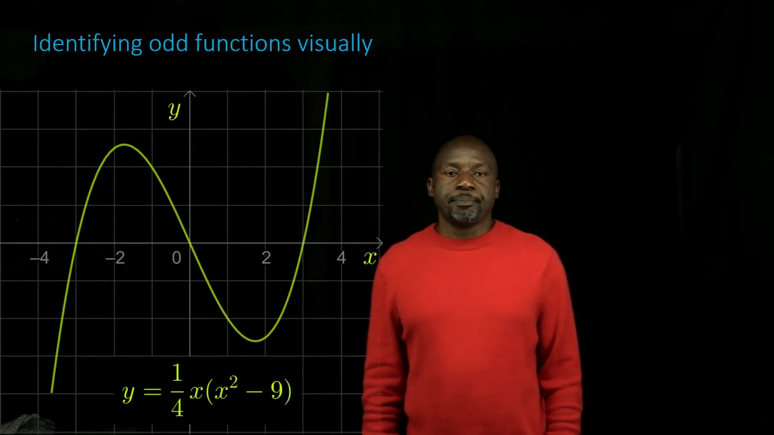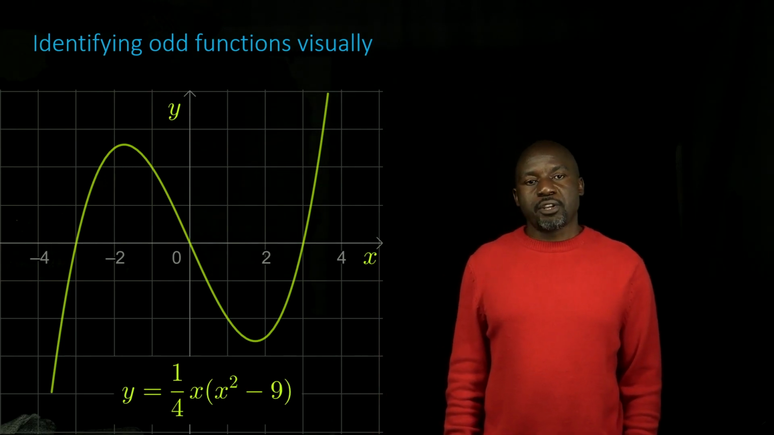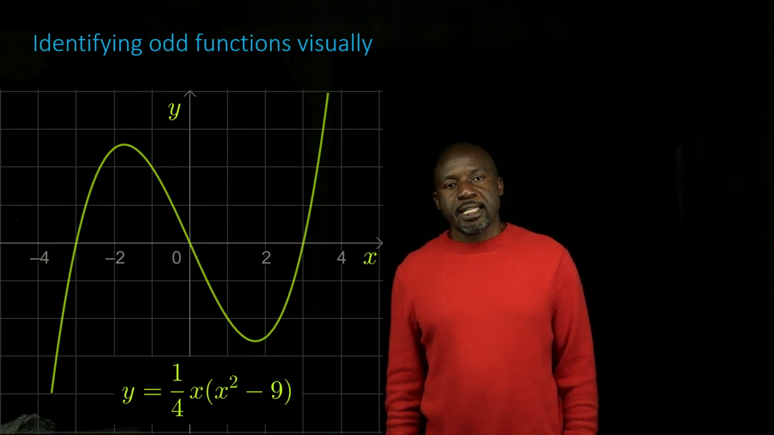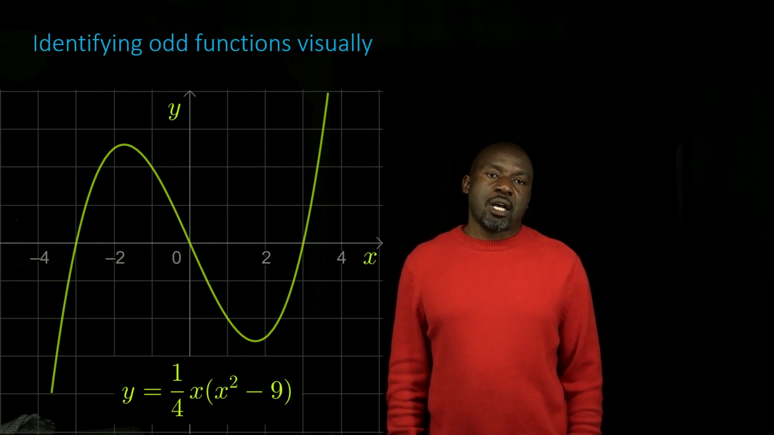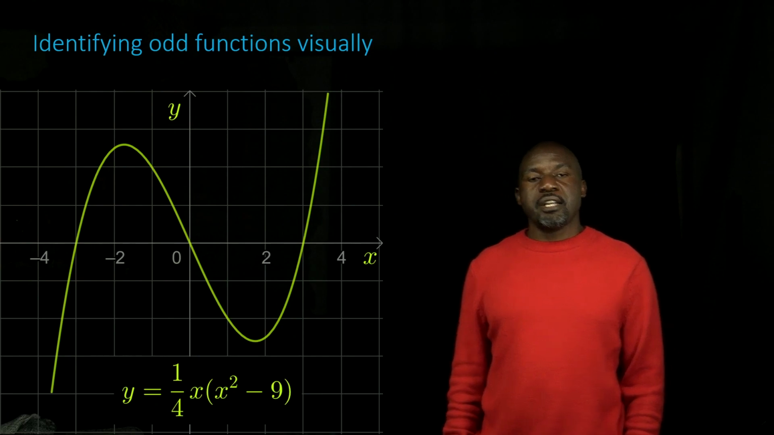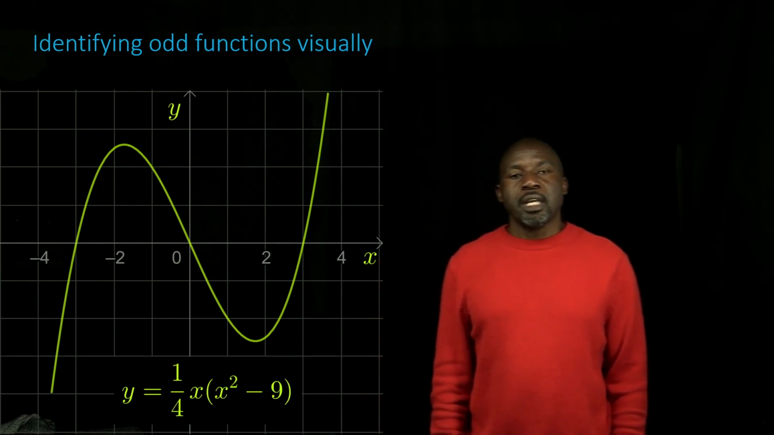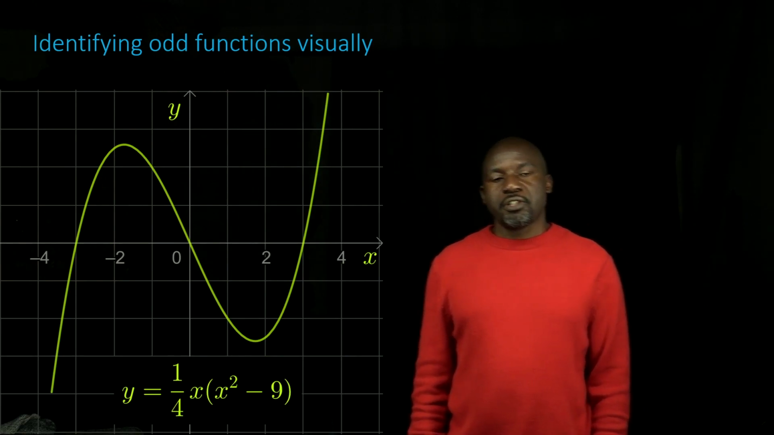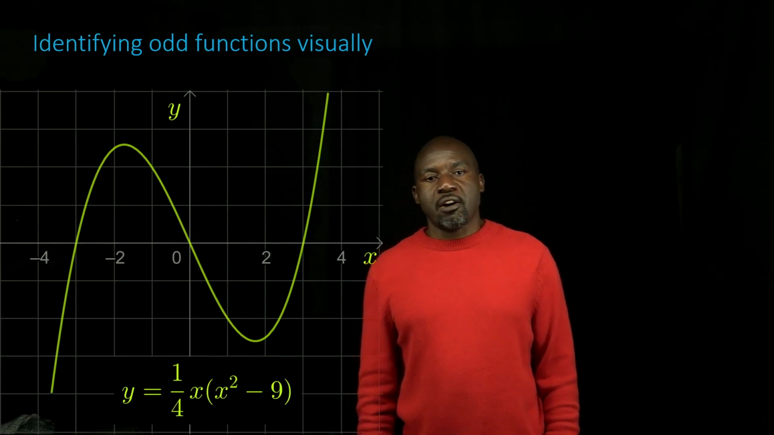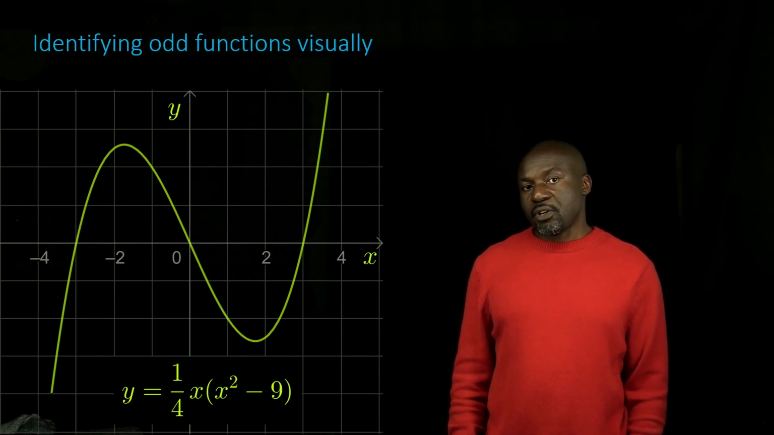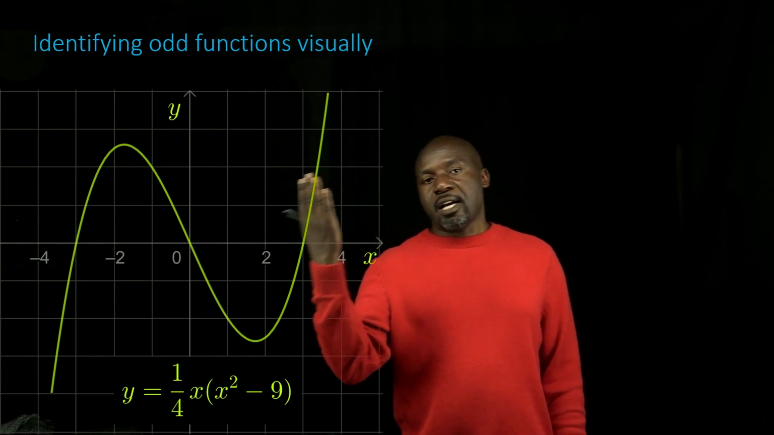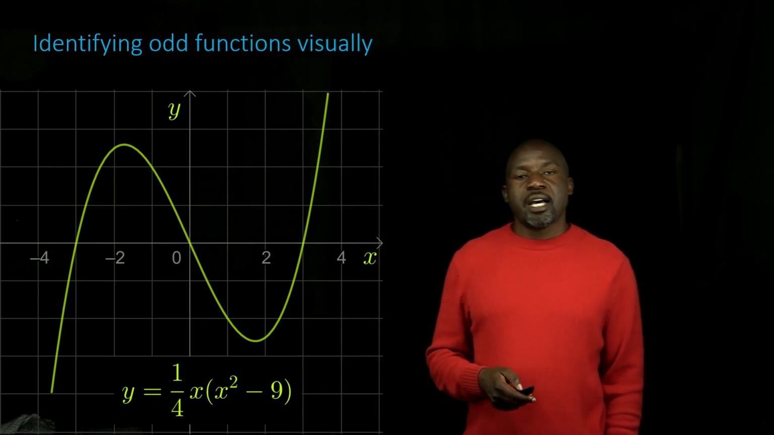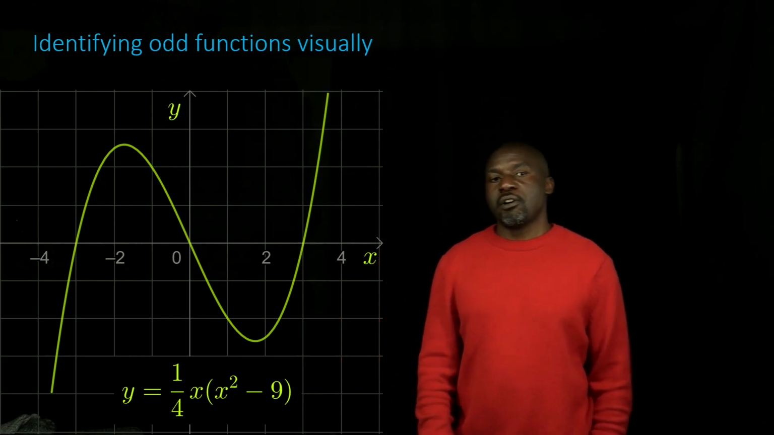Here is an example. This is the graph of a cubic function. This one has a rotational symmetry of 180 degrees about the origin. Hopefully this can be seen without any further complication. So this is an odd function. If it has a rotational symmetry of 180 degrees about the origin, then it is an odd function. Remember, if it has a line symmetry about the y-axis, then it is an even function. So this one here is an odd function.